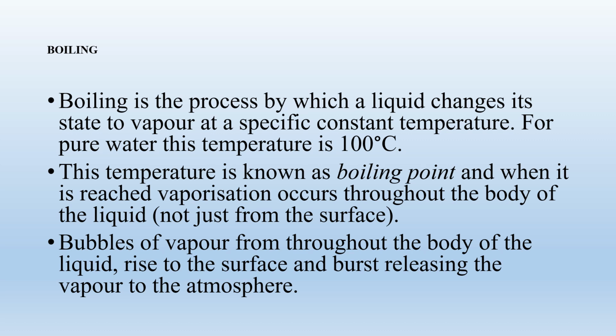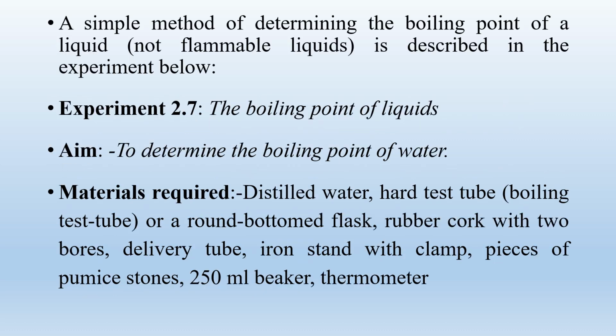the atmosphere. A simple method of determining the boiling point of a liquid, not flammable liquids, is described in the experiment below. Experiment 2.7, the boiling point of liquids. Aim: to determine the boiling point of water. Materials required: distilled water, hard test tube, boiling test tube, or a round-bottomed flask, rubber cork with 2 bores, delivery tube, iron stand with clamp, pieces of pumice stones, 250 milliliter beaker, thermometer.